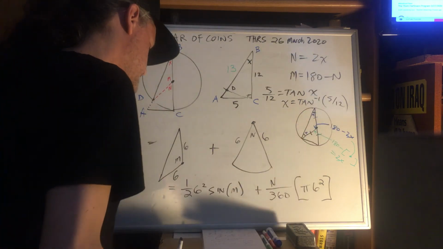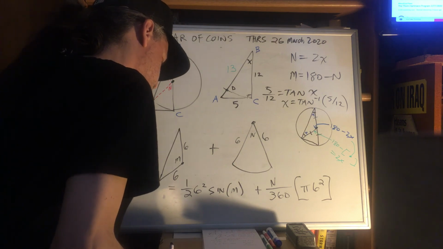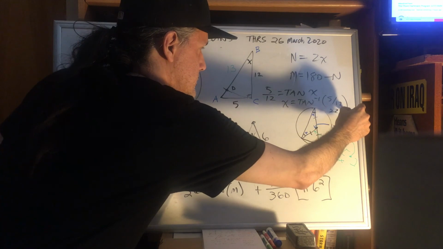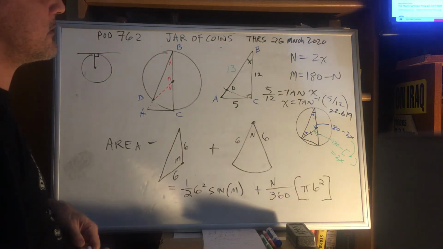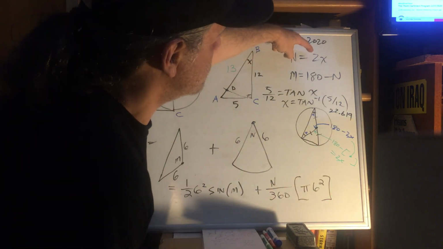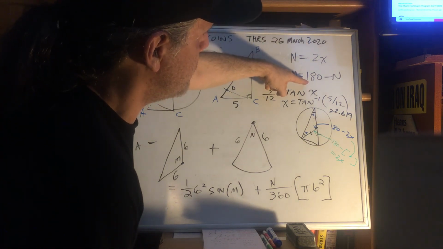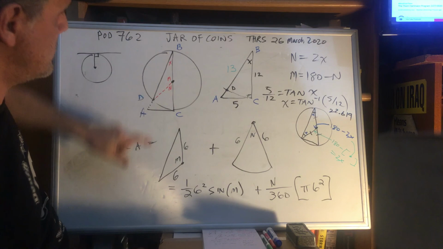And that would be 22.619. So this is 22.619. Okay, so that's x. 2 times that is angle n. Subtract from 180, you get angle m. And that's these two angles, which would be these two angles.